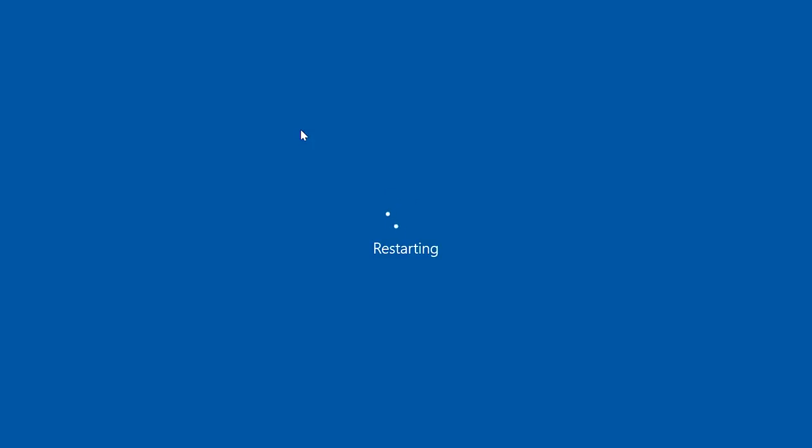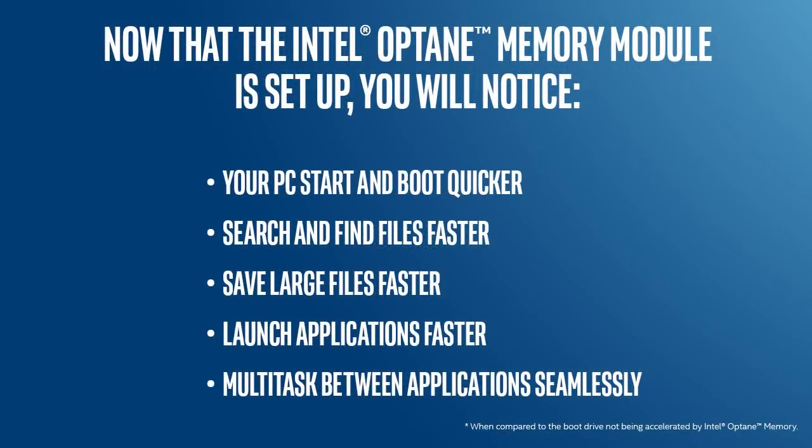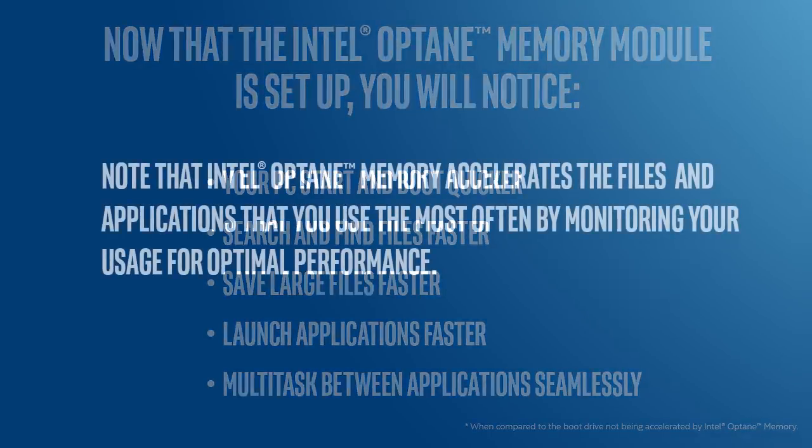Note that if you have an Intel Optane memory module with a capacity of 32 GB or larger, you'll see additional optimizations being done during this restart. Now that Intel Optane memory is all set up, you will begin to notice your PC start and boot quicker, search and find files faster, save large files faster, launch applications faster, and multitask between applications seamlessly, making your PC feel faster, more responsive, and accelerated.